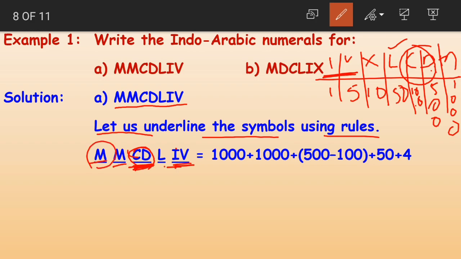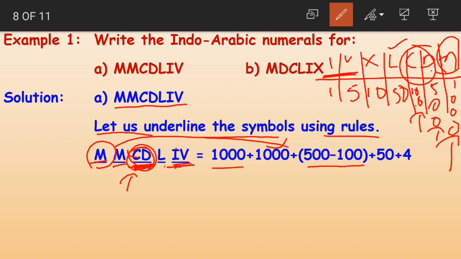Now M is equal to what? M is equal to 1000. Then again we have M, so plus 1000. Then plus CD. C is equal to 100. D is equal to 500. As I said, the smaller symbol is to the left of the larger symbol. So subtract both their values, 500 minus 100. Plus then we have L, which is 50 here. Then lastly we have IV. We all know, right children? IV stands for 4.